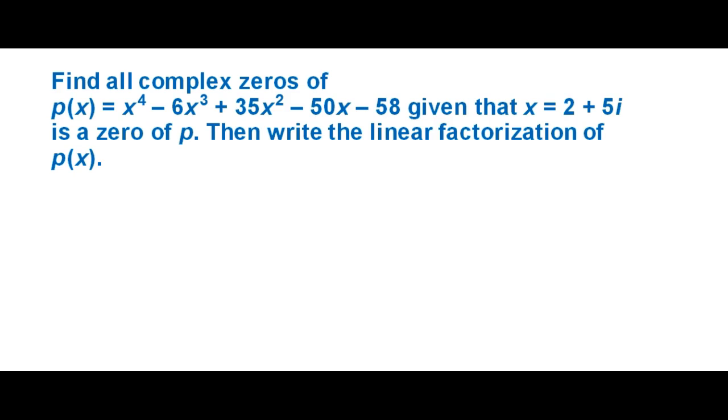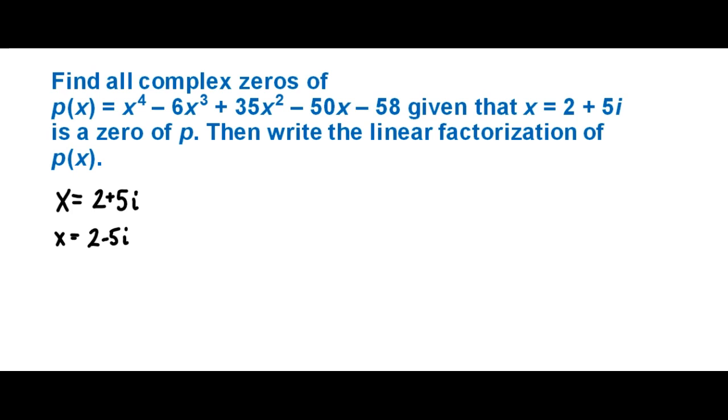We're now finally on the last tutorial of lesson 2.4, where we want to find all of the complex zeros of a function. And we're given one complex zero. And then we're going to write out the linear factorization of this function. So the first thing we can know is when we're given one complex zero, x equals 2 plus 5i, we can immediately know that the conjugate x equals 2 minus 5i is also a zero of that function.